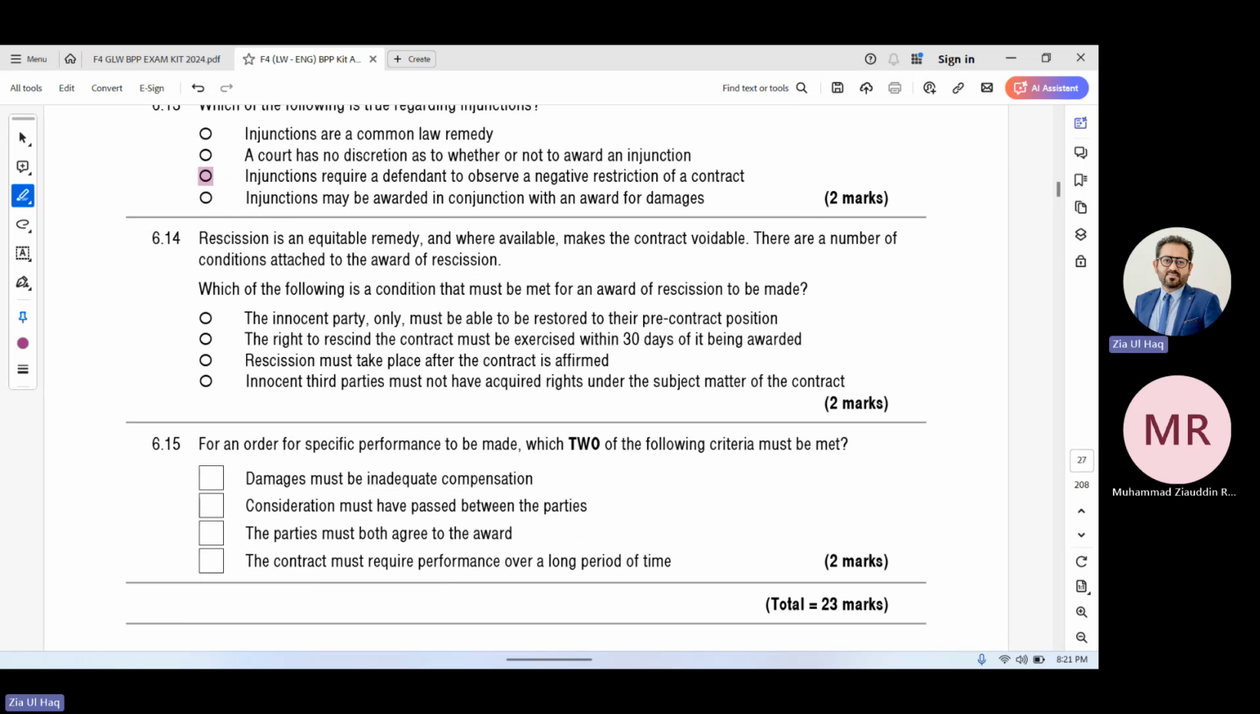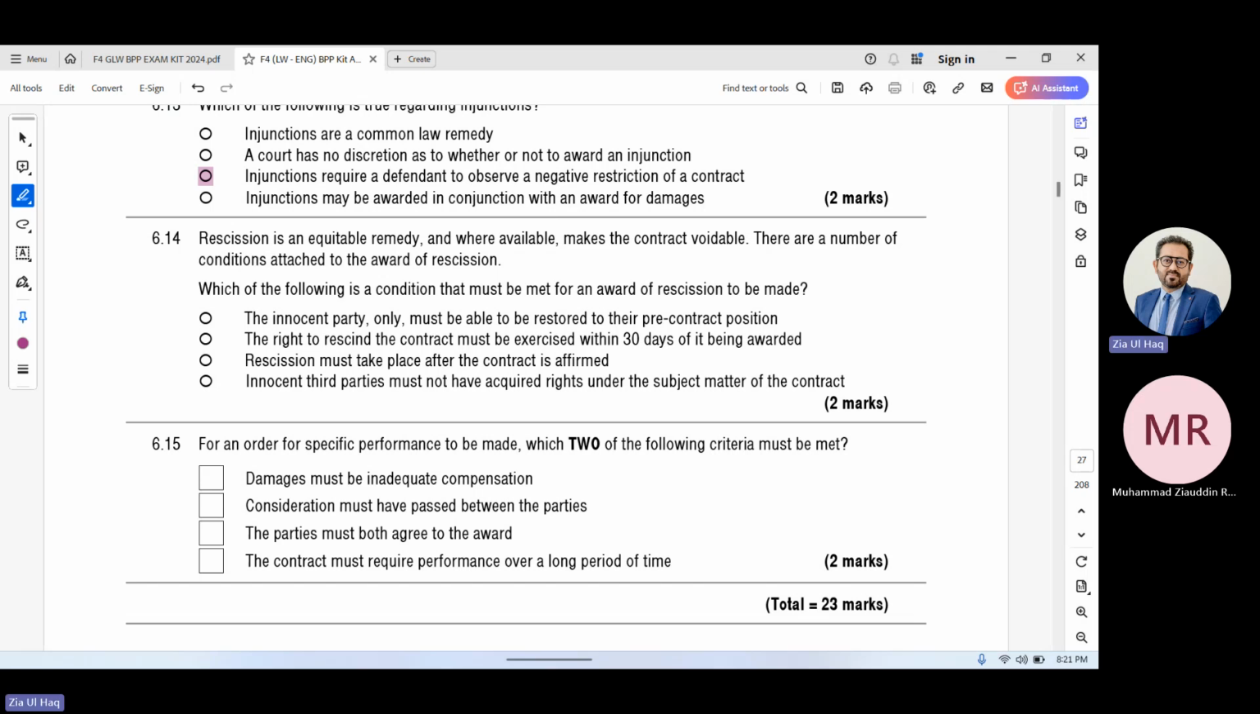6.14. Rescission is an equitable remedy. Yes, so it's performance, injunction and rescission. And where available, it makes the contract voidable. There are a number of conditions attached to an award of rescission. Which of the following is a condition that must be met for an award of rescission to be made? The innocent party only must be able to restore to the pre-contractual position. No, that is something else, not rescission.